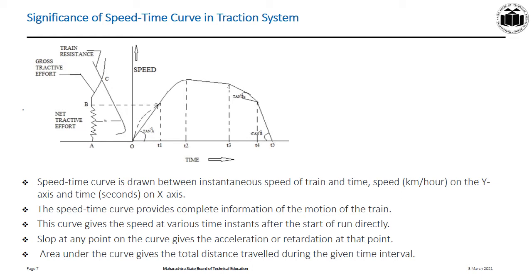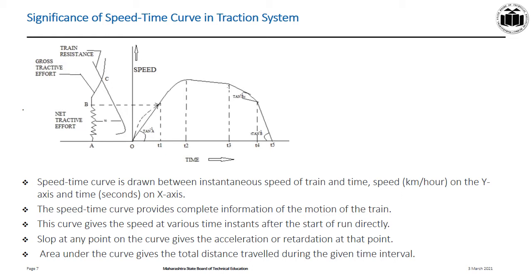The slope at any point on the curve gives the acceleration and retardation of the train at any point. Area under the curve gives the total distance travelled by the train during the given time interval. The speed time curve mainly consists of 5 different periods.